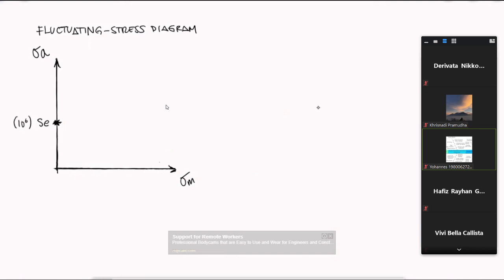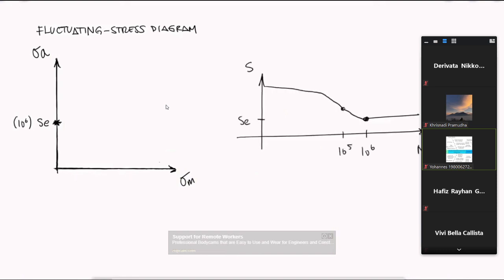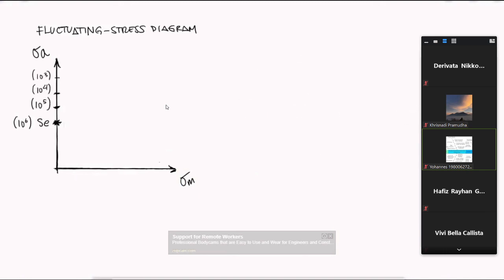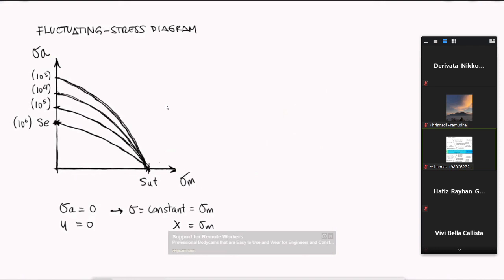The part would be required to be subjected to a higher stress if the number of cycles was reduced. For 10 to the 5th cycles, the alternating stress can be higher and equal to the fatigue strength for 10 to the 5th cycles, for it to fail exactly at 10 to the 5th cycles. And so on and so forth. Regardless of the number of cycles, if the alternating stress is 0, which means the stress is just constant and equal to sigma m, and therefore it does not fluctuate, that is, for y equal to 0 and x equal to sigma m, I know the part will fracture when sigma m is equal to or exceeds the ultimate strength. These are called the constant life curves on the fluctuating stress diagram.